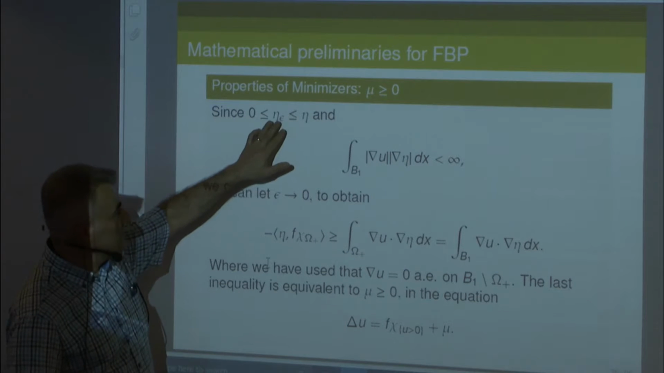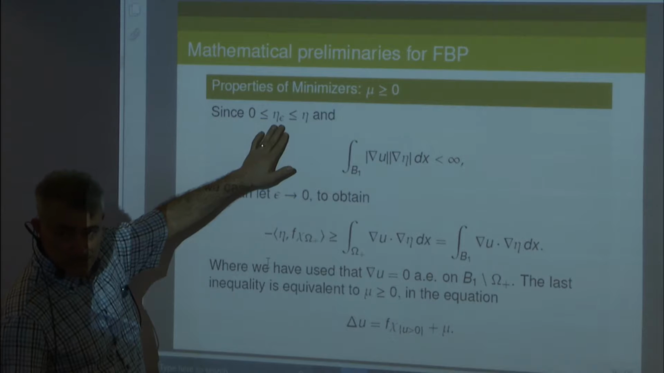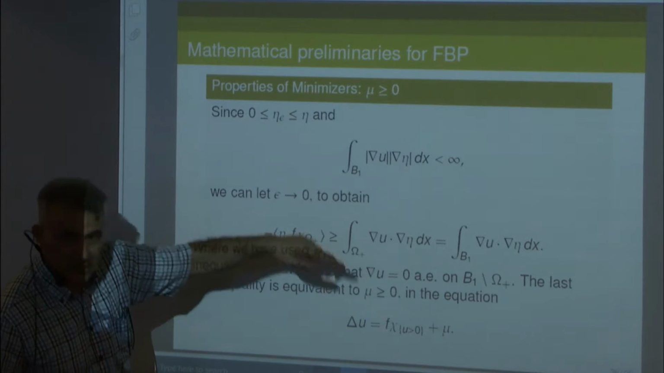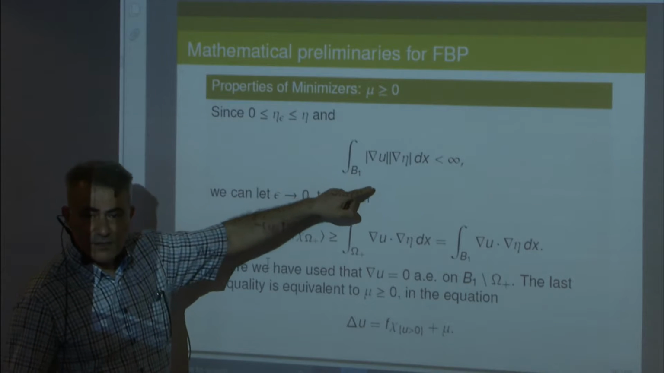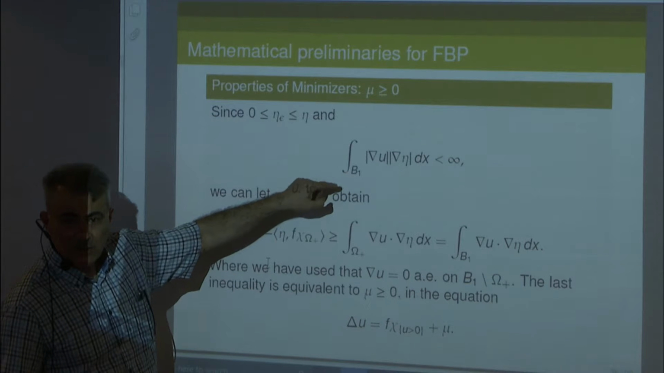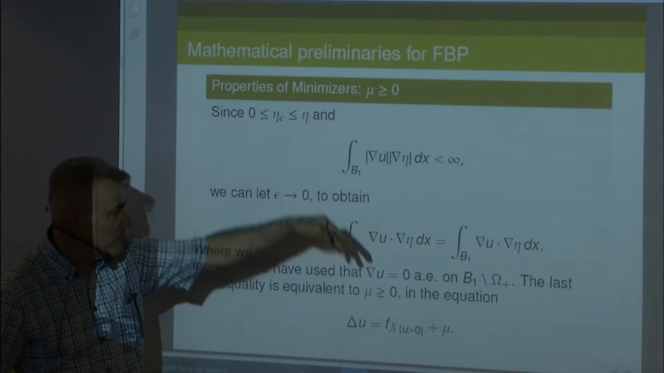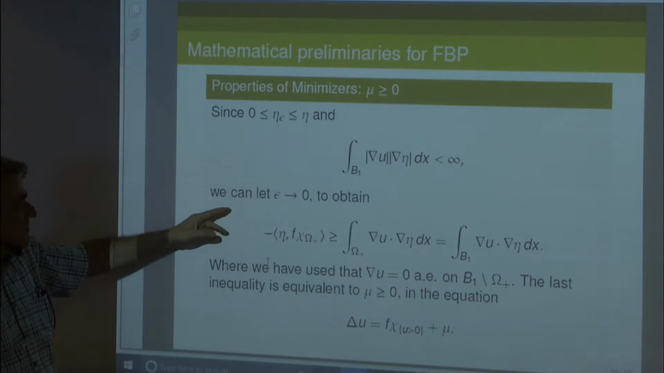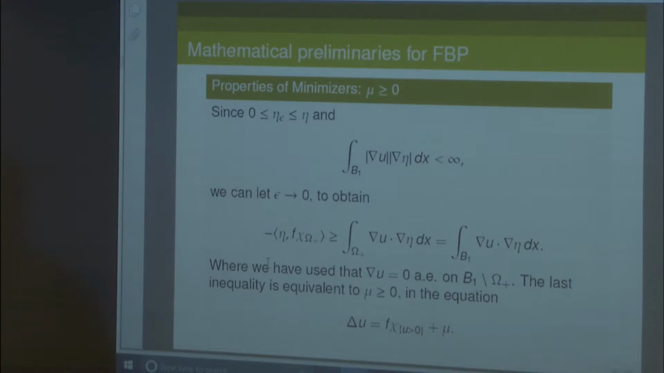Since we have this one and this one, this is obvious because psi is always less than 1. So this is less than eta. And for this integral, apply the Holder inequality and use that the gradient of u is in L2 and eta is very smooth, so this is bounded. This together with this allows us to let epsilon go to 0 and use the bounded dominated convergence theorem, or bounded Lebesgue theorem.